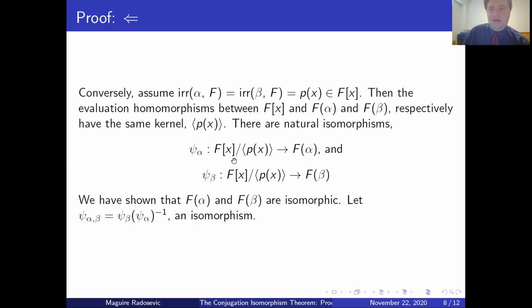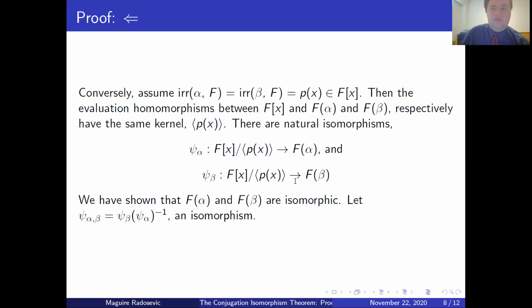The general theme of abstract algebra, and it applies here as well, is that if we construct a factor ring where we mod out by the kernel, then we get something that's isomorphic to the image. So we have two natural isomorphisms here. We denote psi sub alpha and psi sub beta. Each of these has the same domain, but the difference is the range, F adjoin alpha and F adjoin beta.